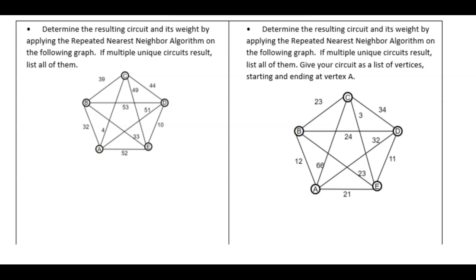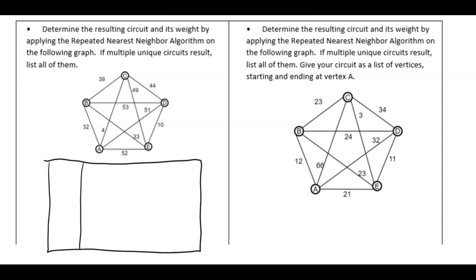To collect the information, it's nice to make a little table. So we have the start, we will get the circuit, and then we'll look at the cost. So let's start at A.